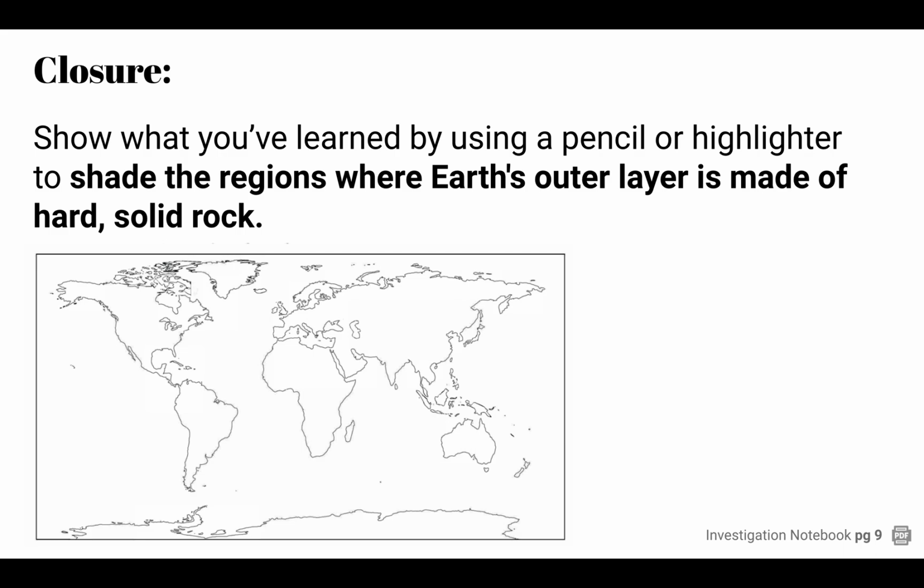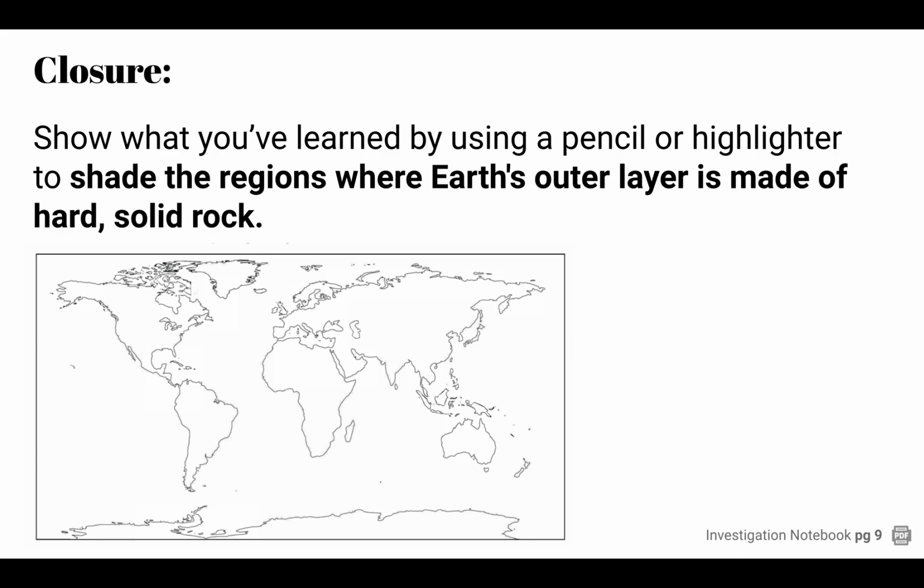Lastly, you've got a closure activity. If you were gone, this is in your folder. I want you to show what you've learned by using a pencil or a highlighter to shade the regions where Earth's outer layer is made of hard, solid rock. Okay, where is Earth's outer layer made of hard, solid rock? Go ahead and do that and show that to me when you come back to class, okay?